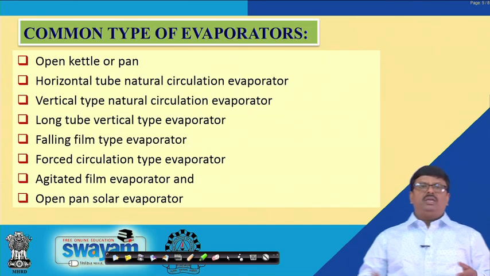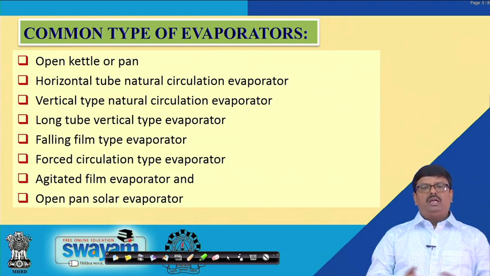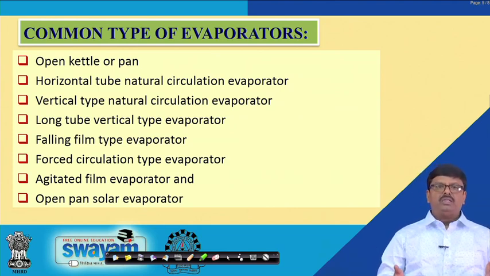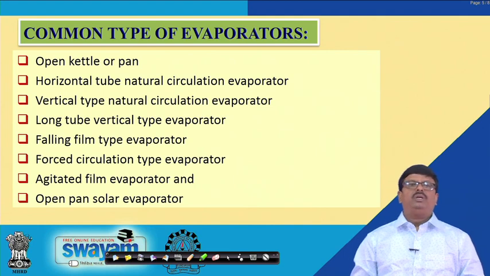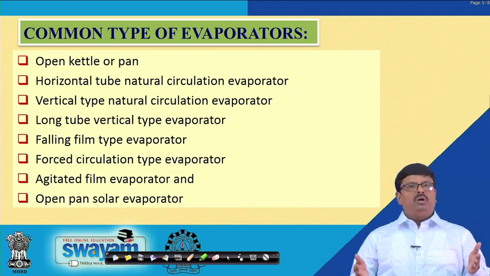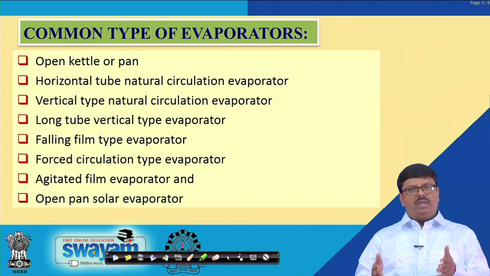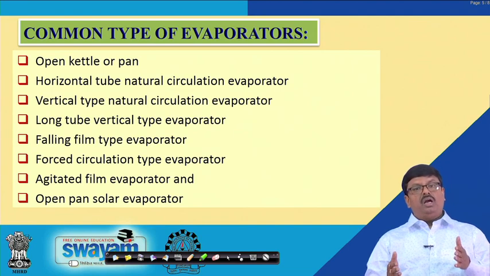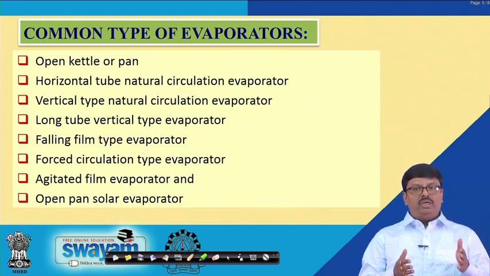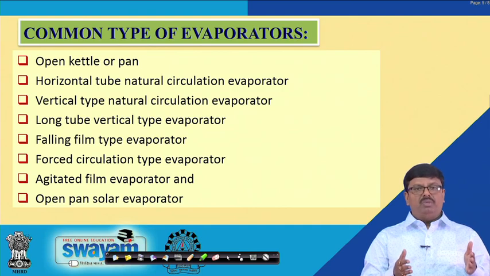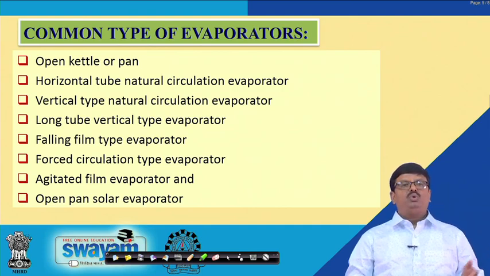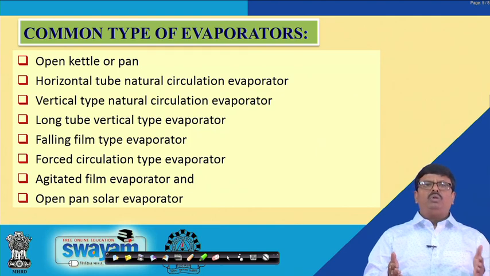Common types of evaporators. Let us consider the common types of evaporator that are generally used in different chemical industries: open kettle or open pan type evaporator, horizontal tube natural circulation evaporator, vertical type natural circulation evaporator, long tube vertical type evaporator, falling film type evaporator, forced circulation type evaporator. I have already defined what a forced circulation type evaporator is and why it is called forced, and why the natural circulation evaporator is natural, what its aim is. Then there are the agitated film evaporator and the open pan solar evaporator.